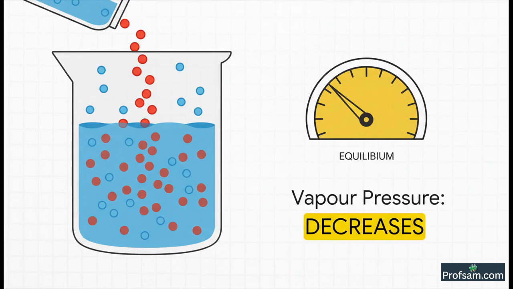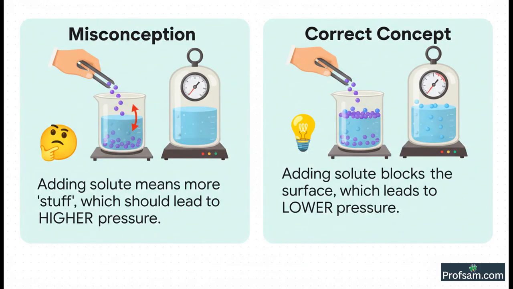Now here is where it gets really interesting. What happens when we dissolve something like salt, which is a non-volatile solute, into the liquid? Well, the vapor pressure goes down. It decreases. And this is a very crucial point, so listen carefully. Many students think that if you add more stuff to a liquid, it should increase its pressure. But for vapor pressure, the exact opposite is true. The solute particles actually get in the way. They block the surface, and so the pressure decreases.